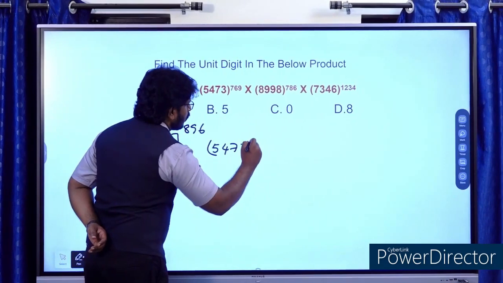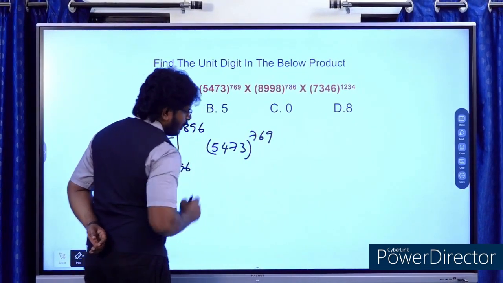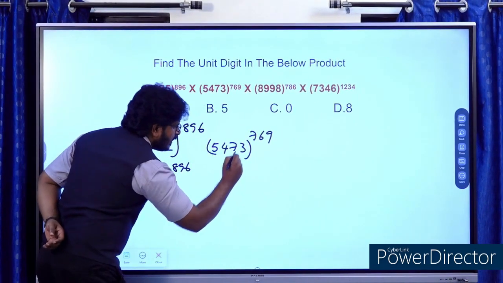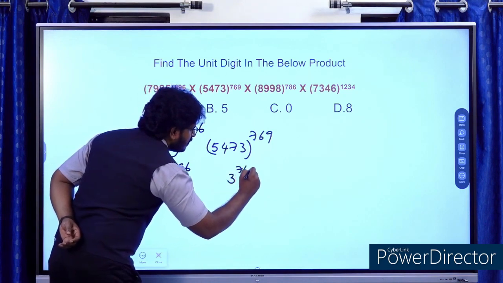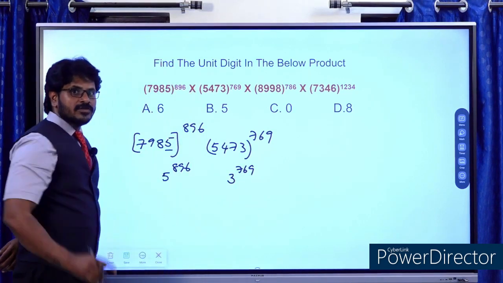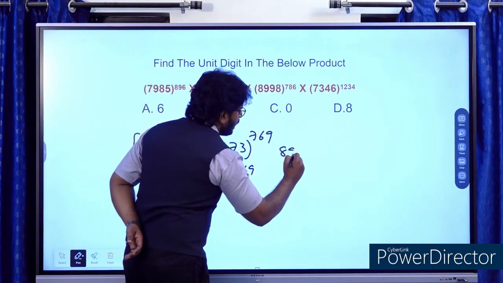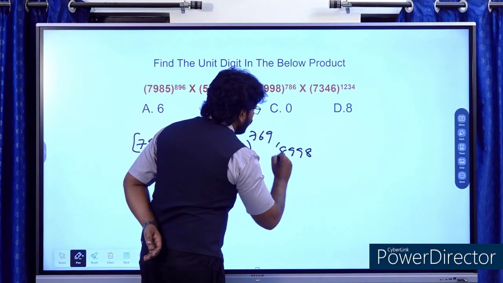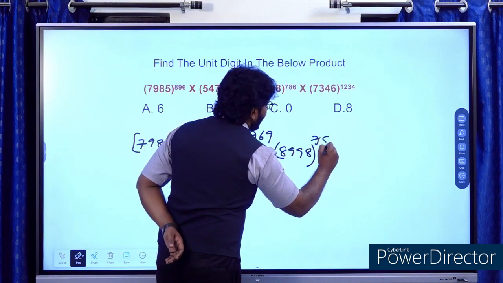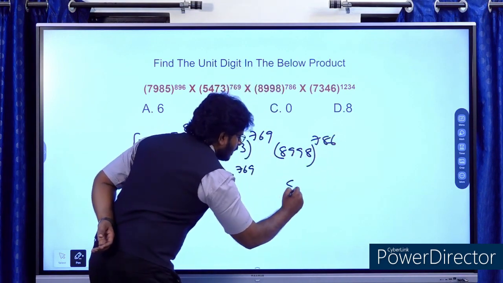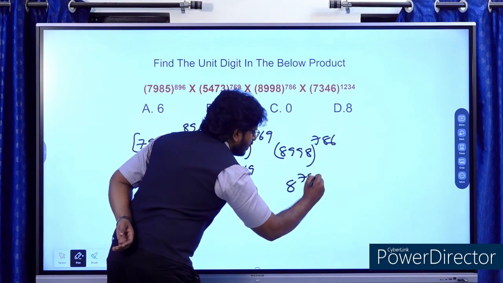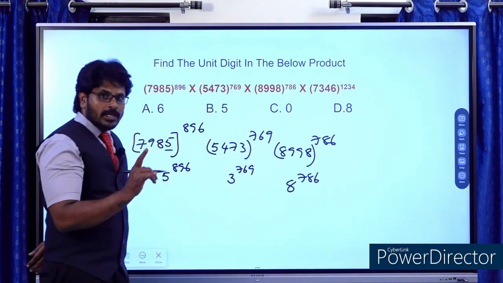5473 to the power of 769. Then ela raayochu, we can rewrite as 3 power 769 ani raayochu. Why? Because we are finding unit digit, and for this, what is the value here, 8998 to the power of 786. This we can rewrite as 8 power 786 because we require the unit digit.